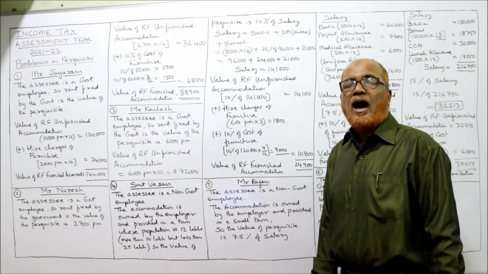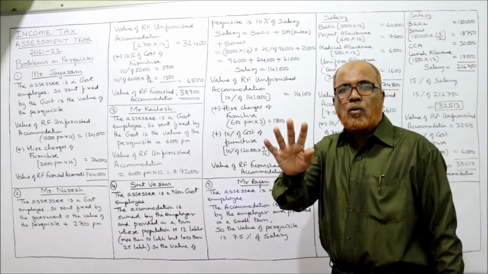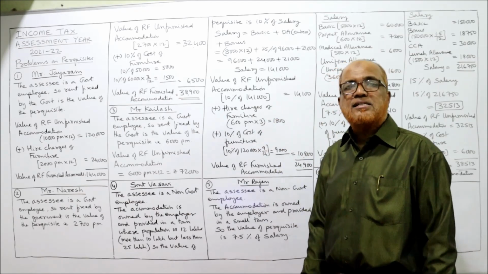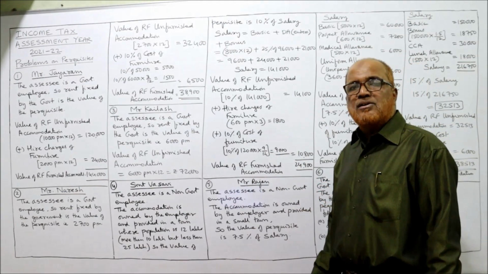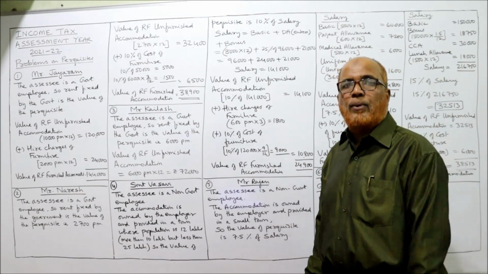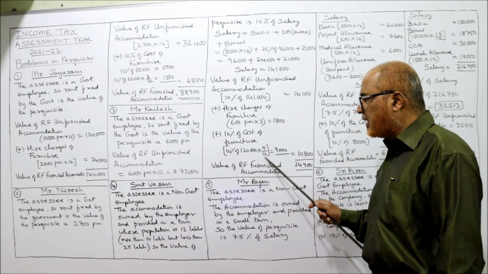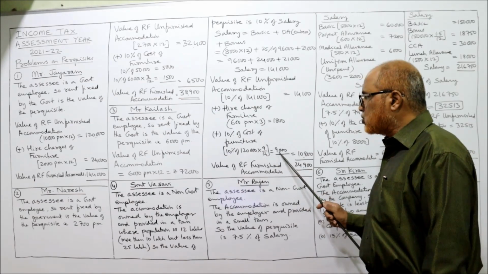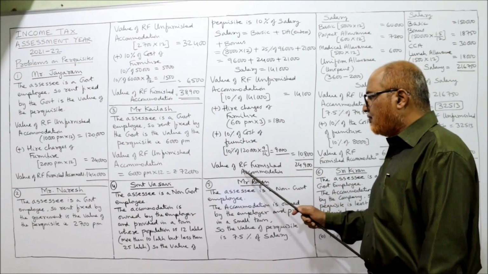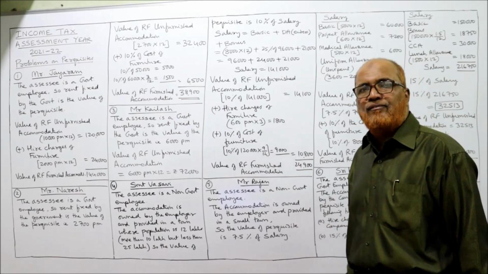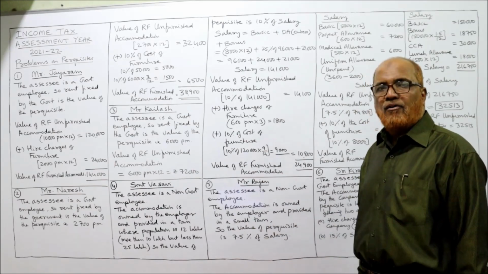To this we add hire charges of furniture provided. For the first 3 months, the furniture provided is hired, and hire charges are 600 per month. So 600 into 3, 1,800. For the remaining 9 months, the furniture provided is owned by the employer, 1,20,000. So 10% of 1,20,000 into 9 by 12, for 9 months, comes to 9,000. So total 9,000 plus 1,800, 10,800. Adding up, the value of rent-free furnished accommodation is 24,900. That's all. This is the end of problem number 4.